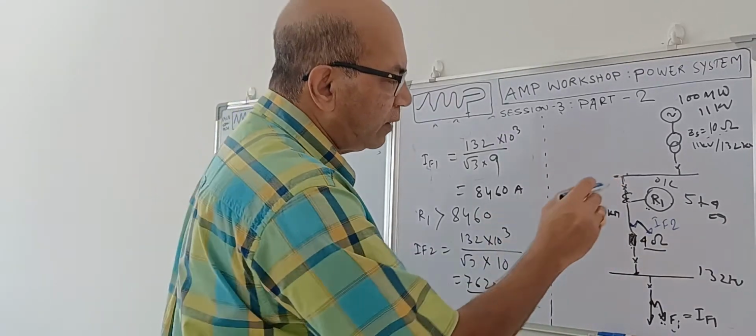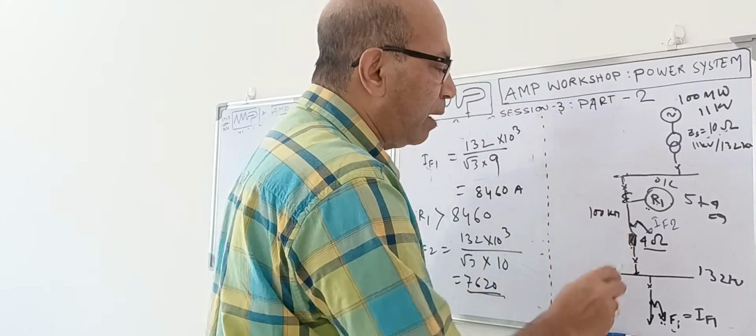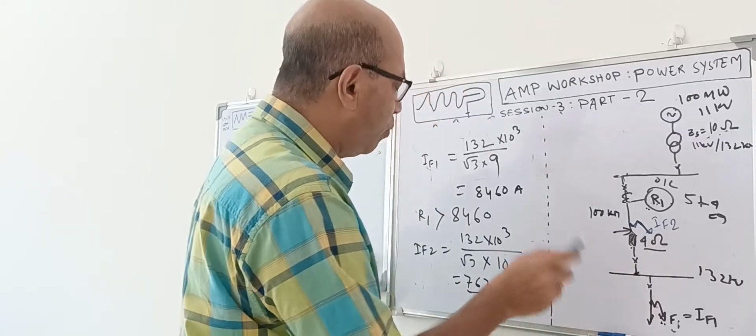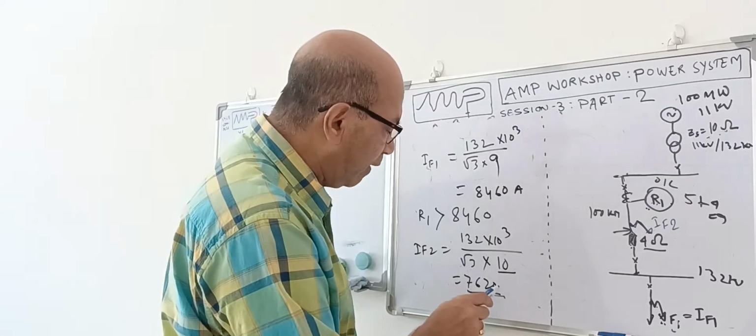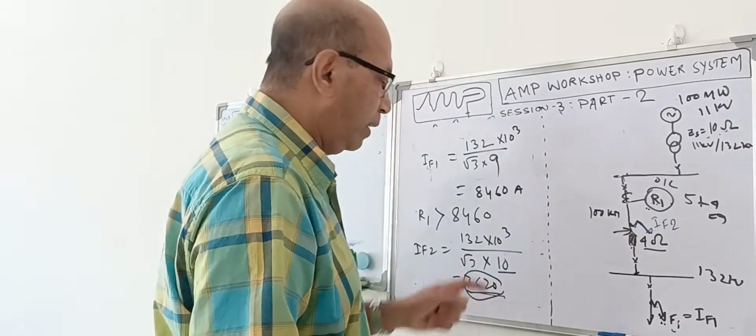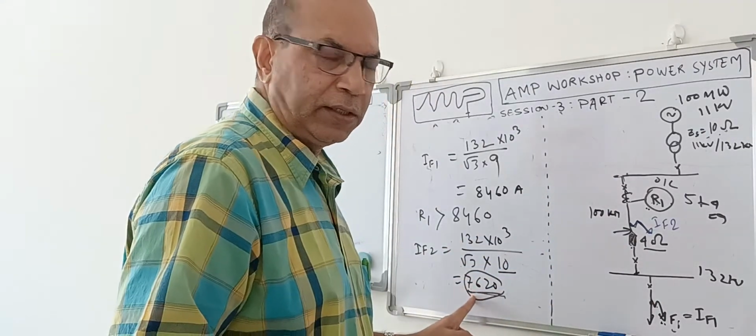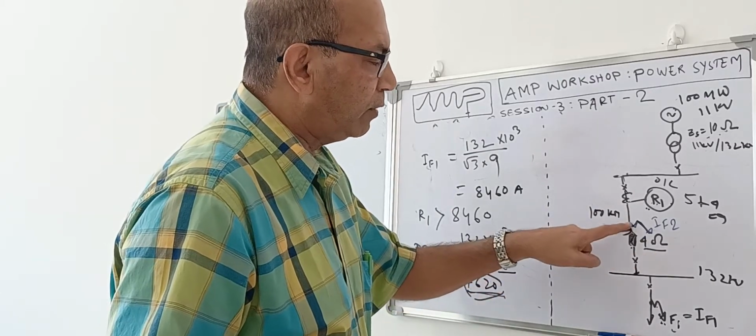So if the fault is anywhere on the line, the current will always be less than this, because the line impedance will be coming in. Suppose the fault is at 50% of the line. Then 2 ohm will be added, and it will become 12 ohm. Current will be further reduced. So this is the maximum current this line can be subjected to. The fault current on this line will always be less than this, right? Because the line impedance is discarded here. That's why I consider the fault at the start of the line.